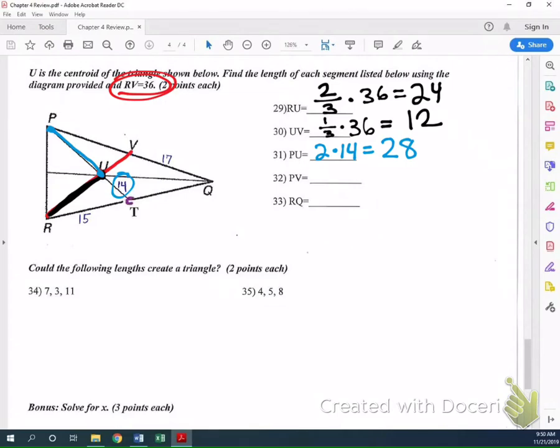Now, like I said, these last 2 are the easier ones. Remember that these are all midpoints. The points that connect the median to the side, that's the midpoint. So, PV is the same as VQ. How long's VQ? 17. So this one is just 17.